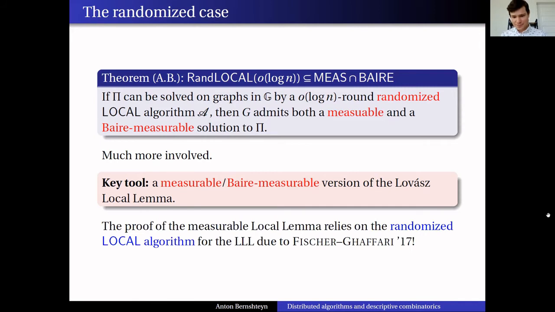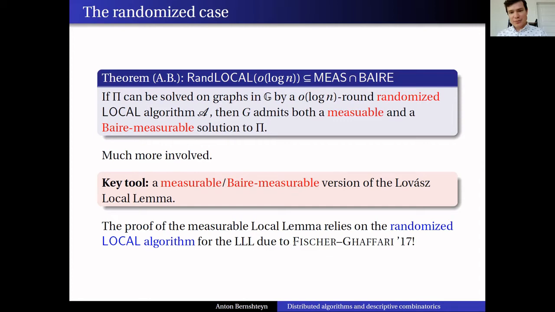And the proof of the measurable local lemma again uses local algorithms. So there is a randomized local algorithm for the Lovász local lemma that runs in little o of log n rounds, due to Fischer and Ghaffari. And the running time has been improved after that. But the only thing we need is that it's little o of log n.